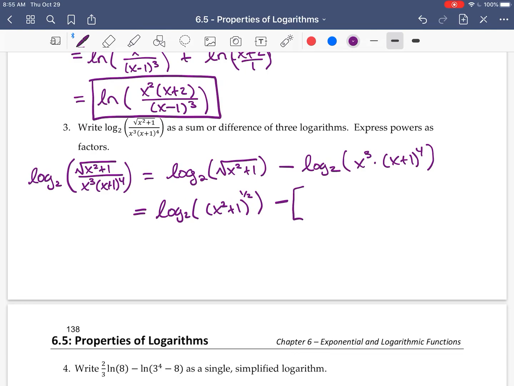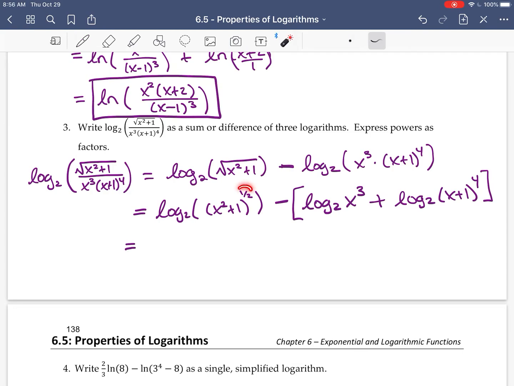Okay, now here I need to split the second one up with addition. But I need brackets because this minus goes to this log. So that means if I split it up, it should go to both things that I split it up into. So I'm going to use these extra brackets. So this is log base 2 of x cubed plus log base 2 of x plus 1 to the power 4.